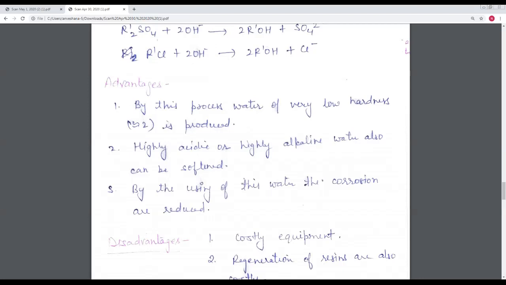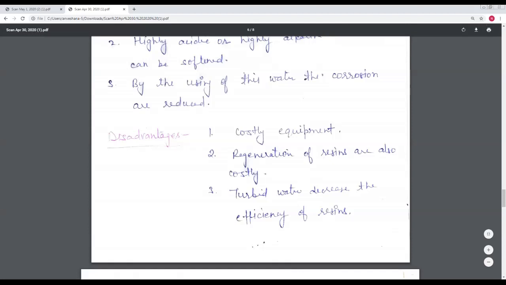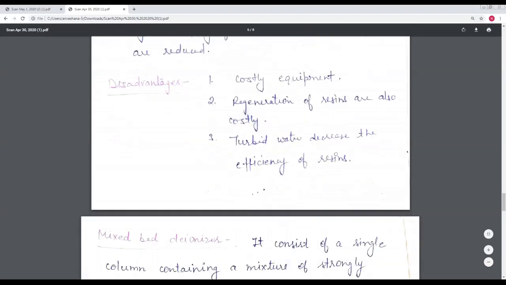So these are the advantages, and now there are some disadvantages also. First, the ion exchange process apparatus and equipment are very costly, and the regeneration of the resins is also very costly, and turbid water decreases the efficiency of the resin. So these are some disadvantages of this process.